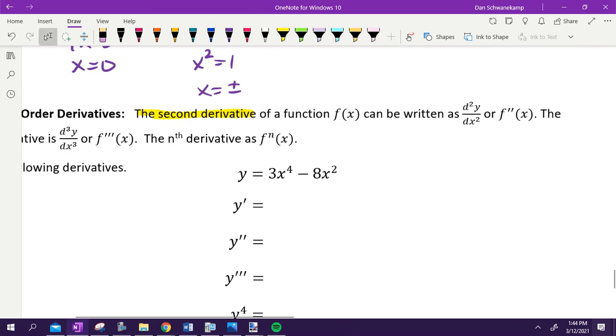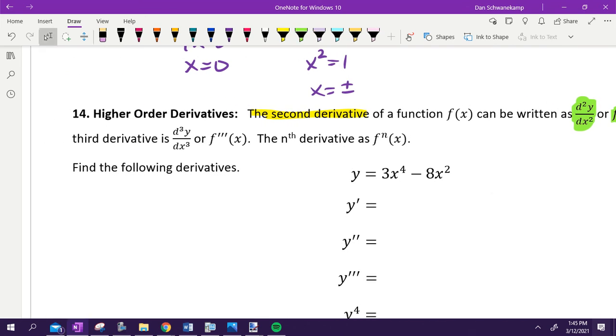The second derivative of a function, 90% of the time we will write it like that, f double prime. Okay, about 10% of the time we'll use that terminology right there, d squared y over dx squared. You see the dy dx and there's a 2 with it. It's the second derivative. We could keep going from there. We could find the third derivative. The third derivative, we could use f triple prime, or d cubed y over dx cubed.